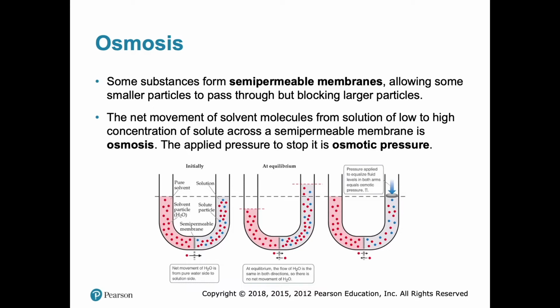So that's called isotonic, okay? What you're seeing here is we have water here, and it's going all the way over here, right? And what's happening is that at equilibrium, the flow of H2O is the same in both directions, so there is no net H2O movement because it's the same concentration on both sides, right?